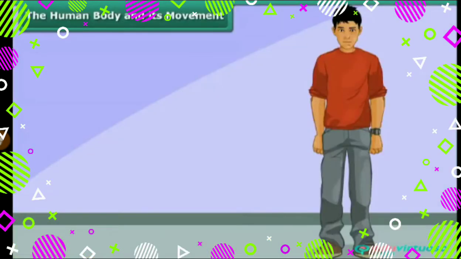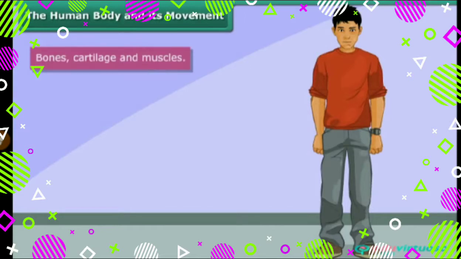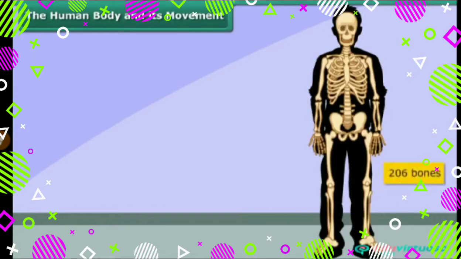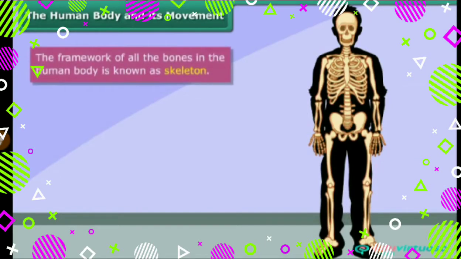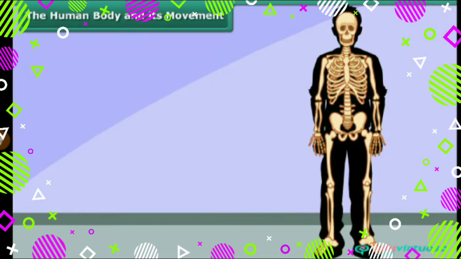The human body and its movement. As we already know, the shape of our body is due to the presence of bones, cartilage and muscles. There are 206 bones in the human body. The framework of all the bones in the human body is known as the skeleton. It consists of the skull, hand bone, shoulder bone, rib cage, pelvic bone, backbone, leg bone and cartilage.